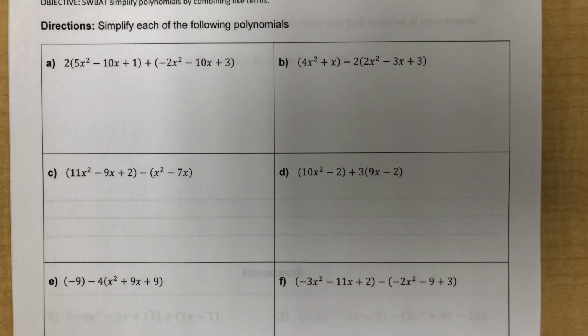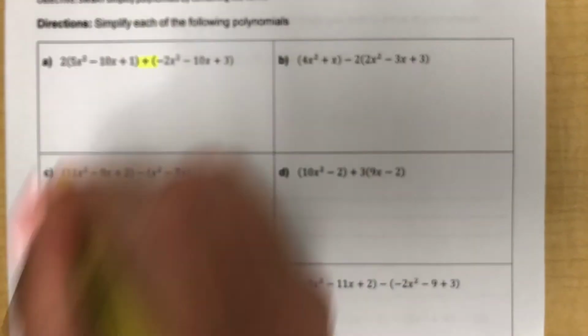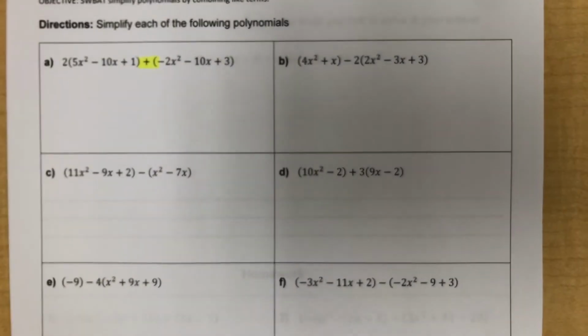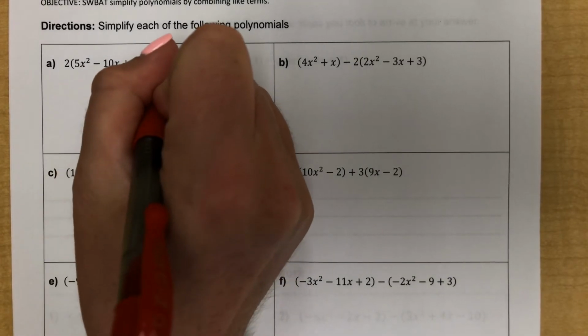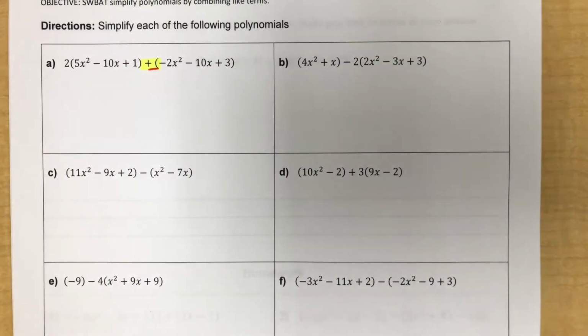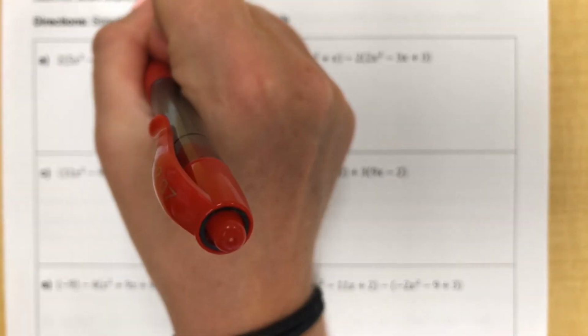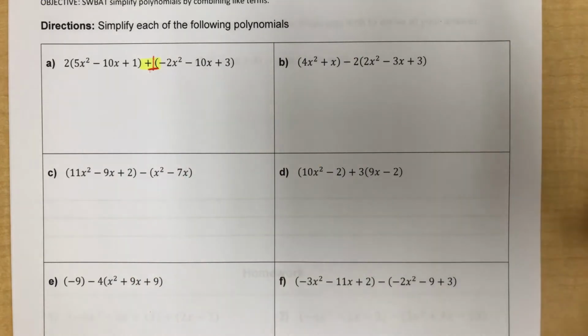So the first step is to identify what operation you're using. So if I look at example A, I can tell that I'm adding here because I have that plus sign in between the parentheses. So I'm going to go ahead and add what that coefficient out front is going to be. So it's really a positive 1. And we've gone over that a few times. So I know that anything times a positive 1 is just going to be itself.